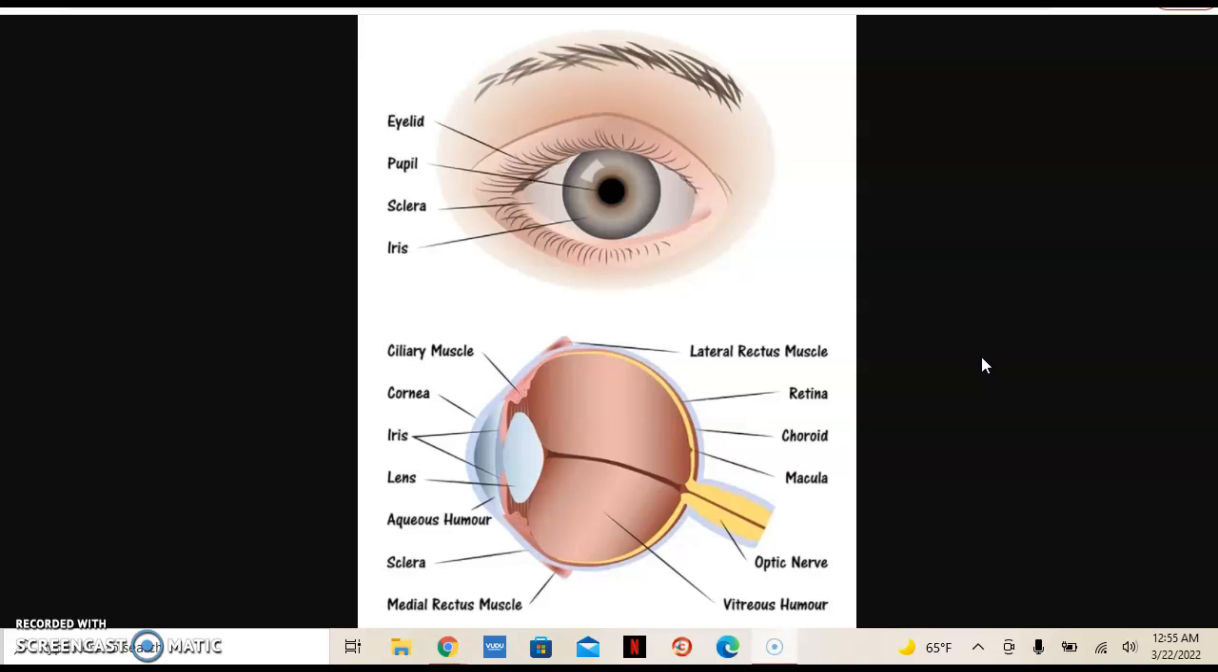Common symptoms of glaucoma are headaches, eye pressure, redness, eye pain, blurred vision, or tunnel vision. There is no cure for glaucoma, but it can be treated to prevent the worsening of the condition. As mentioned, glaucoma affects the optic nerve.